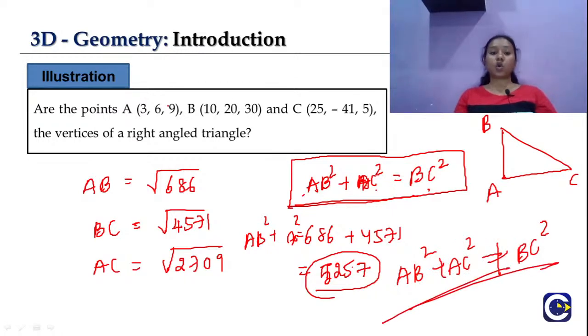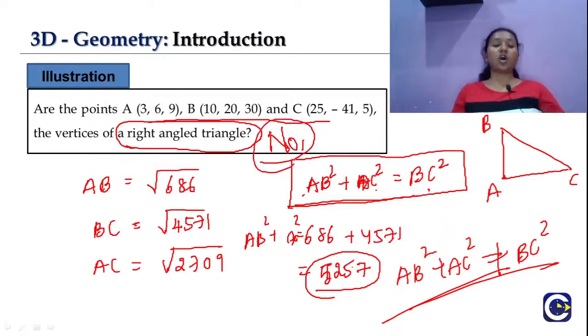Which means the given coordinates A, B, C are not the vertices of a right angle triangle. So according to the question, they are asking, will these points form a right angle triangle? No. These three given coordinates are not the vertices of a right angle triangle. So we have proved that using the distance formula here. I hope you guys are familiar with this distance formula by now. So let me know if you have any questions. If not, we can move on to our next one.